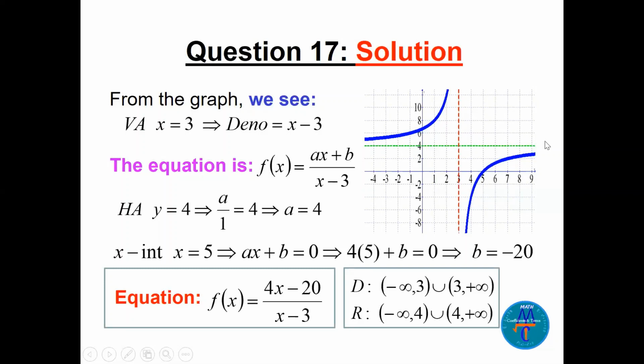Now the horizontal asymptote here, 4. See the horizontal, the leading coefficient in the numerator over the leading coefficient in the denominator. So a over 1 is equal to 4, so a will be 4. Now for the x-intercept, I can see here the x-intercept is 5. The x-intercept, y is 0, so I put 0 here, and x is 5. So cross multiply, you get 4 times 5 plus b is equal to 0, so b is minus 20. So now the function here is 4x minus 20 over x minus 3. Domain all real numbers except the vertical asymptote, and the range all real numbers except the horizontal asymptote.